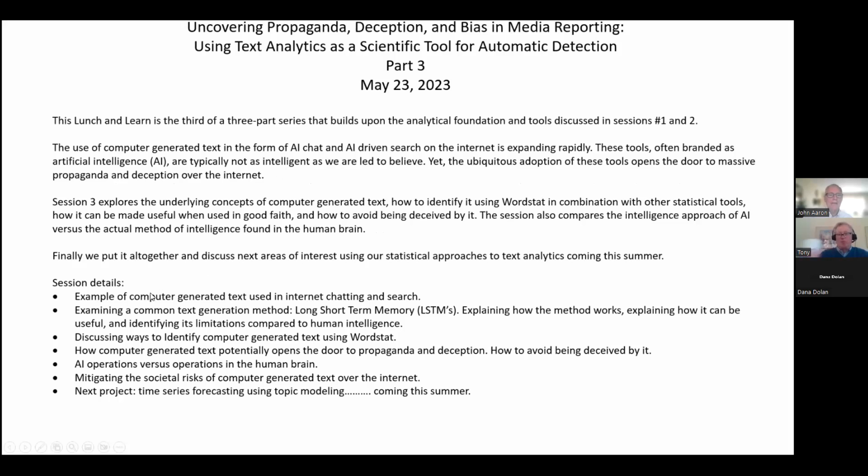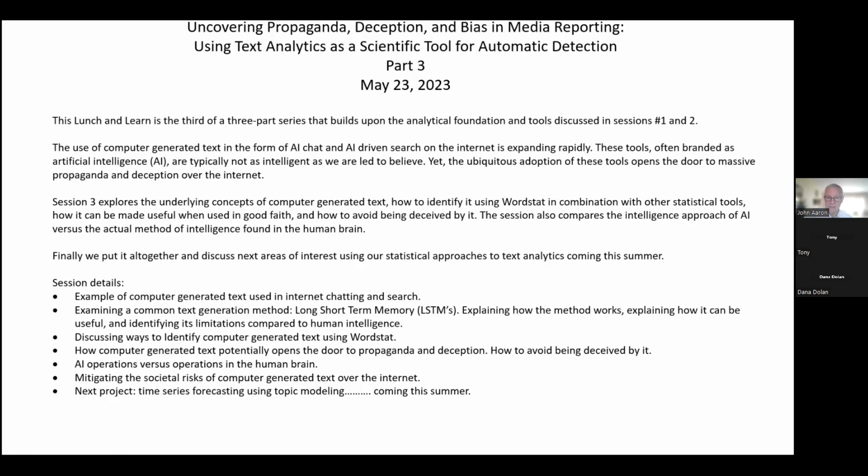But in terms of details, we want to talk about computer-generated text that can be used for internet chatting, search, or Q&A. And in particular, I'm going to show a little bit, not overly technical, because it involves what's called deep learning, but LSTMs, long short-term memory, that uses recurrent neural nets. I want to give you an idea of how that works, and also its limitations, because I notice a lot of people are getting quite emotional and fearful of AI. And this is one of the methods that's frequently used.